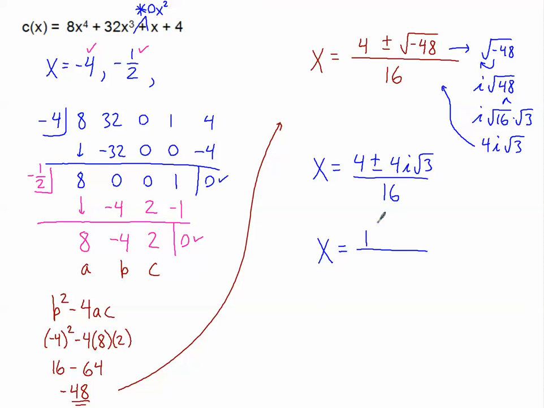4 divided by 4 is 1. 4i divided by 4 would just be 1i, so I'll just write it as i. Don't forget that the square root of 3, of course, is just attached there. 16 divided by 4 is 4. Ugly looking answers, but there they are. And let's put them over here with the other ones. 1 plus or minus i square root of 3 all over 4. And there we go.